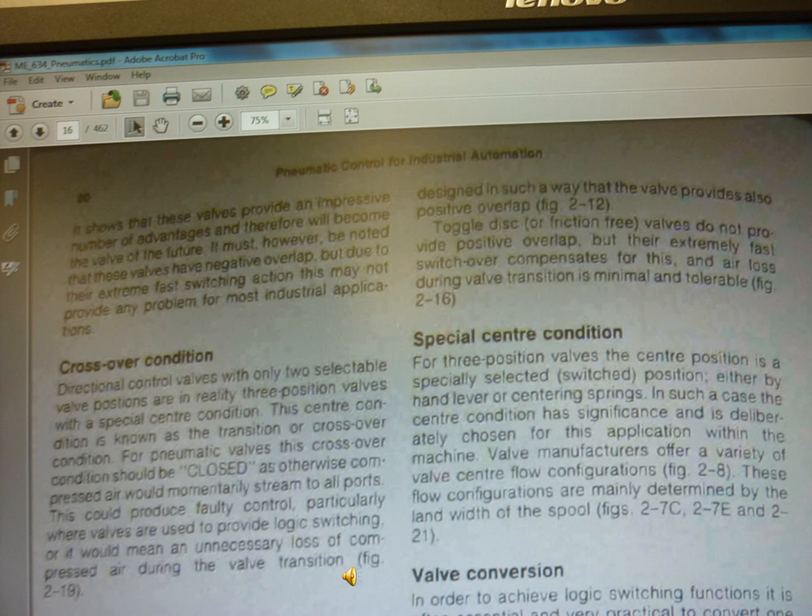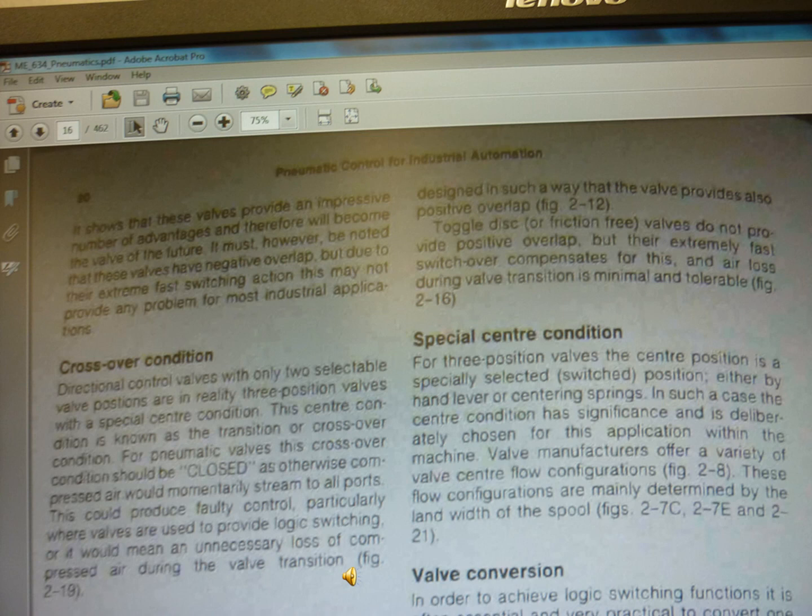For the pneumatic bars, the crossover condition should be closed, otherwise the compressed airflow normally sustains momentary strain of the air ports. They can produce the 4D control, and particularly whenever bars are used to provide the logic or switching. Also the special socket bars do not provide the positive overlap, but they are extremely fast switch over. And the special standard conditions are for the three position bars.